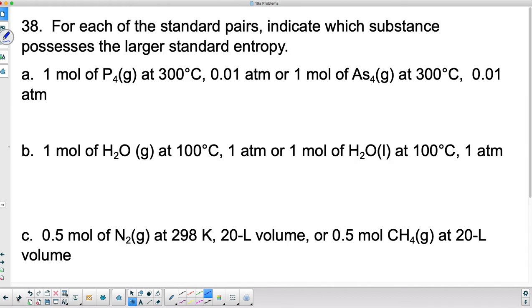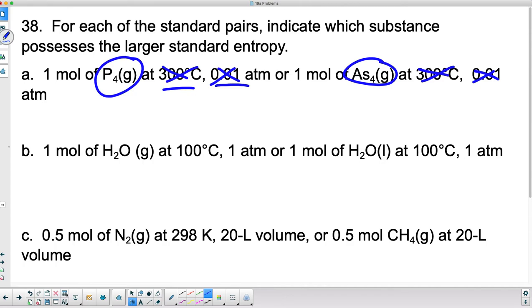Okay, how about 38? For each of the standard pairs, indicate which substance possesses the larger standard entropy. Which one has a higher entropy? So 1 mole of P4 at 300 degrees Celsius at 0.01 atmospheres, or 1 mole of As4 at all the same conditions. So the difference is this and this. Typically, there's going to be the same number of particles because they're both 1 mole, which means 6.02 times 10 to the 23rd particles. That's what a mole means.